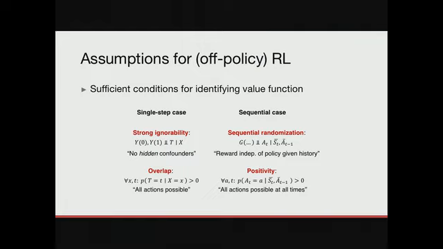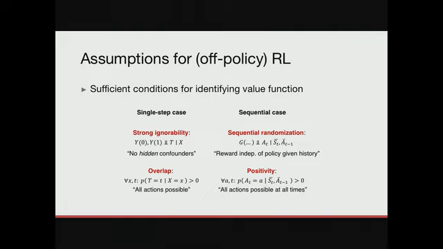So strong ignorability said that the potential outcomes y0 and y1 are conditionally independent of the treatment t given the set of variables x, or the variable x. And that's saying that it doesn't matter if we know what treatment was given. We can figure out just based on x what would happen under either treatment arm were we to treat this patient with t equals 0, t equals 1.